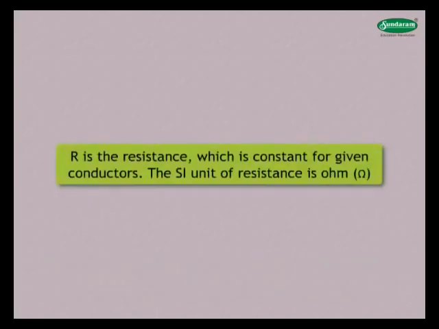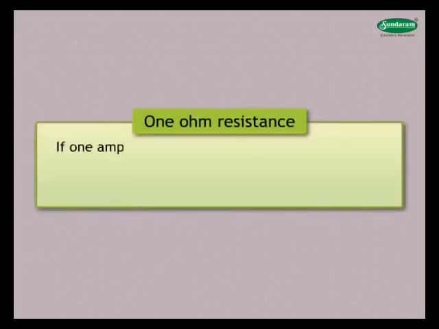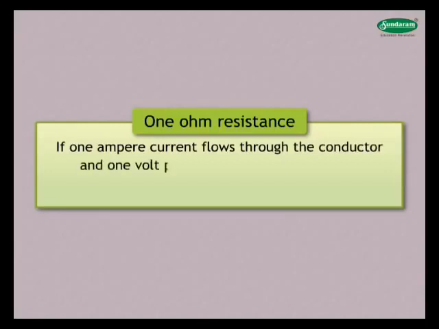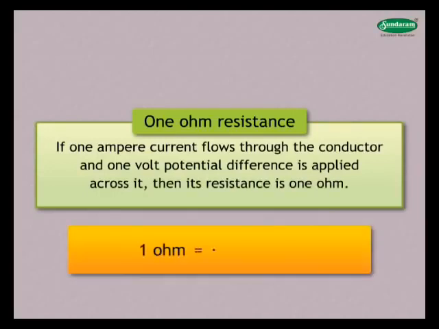R is the resistance which is constant for given conductors. The SI unit of resistance is ohm. 1 ohm resistance. If 1 ampere current flows through the conductor and 1 volt potential difference is applied across it, then its resistance is 1 ohm. 1 ohm is equal to 1 volt upon 1 ampere.